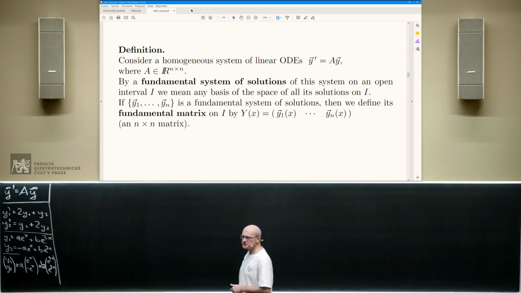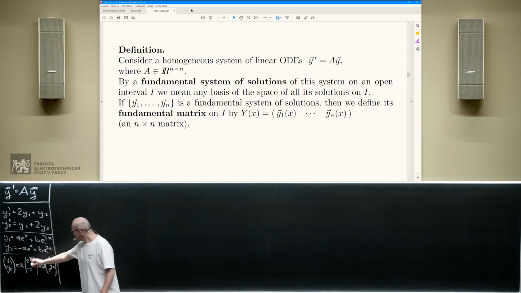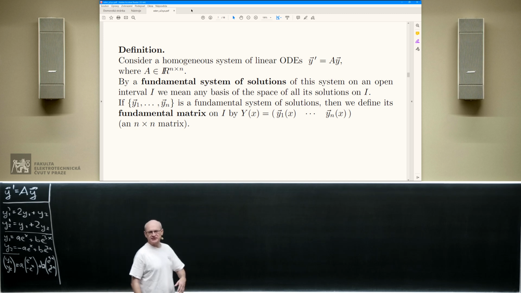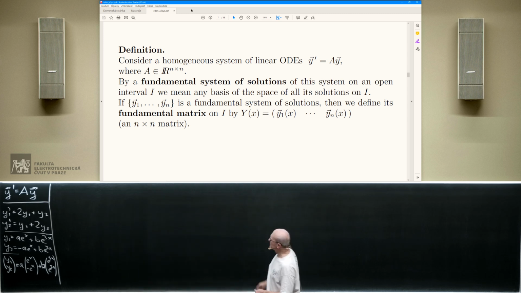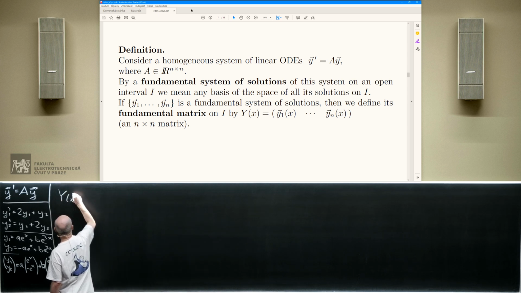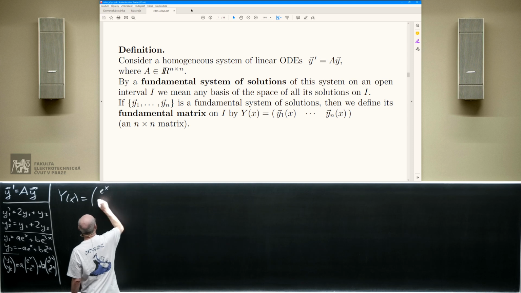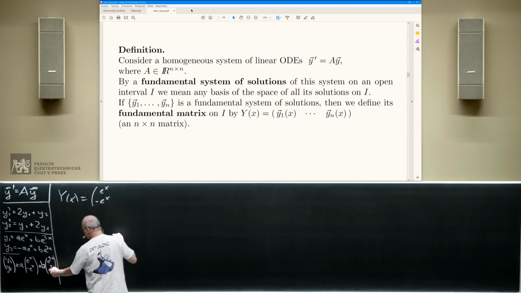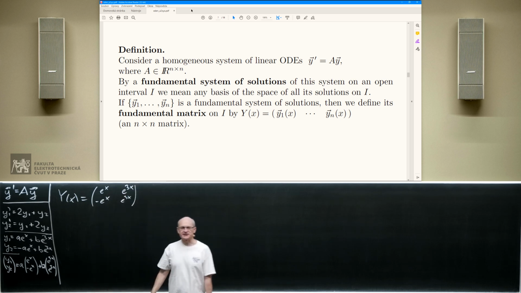But then we do start caring. Because when we have those vectors like that, we can use them as columns in a matrix. And that's an interesting object. We call it fundamental matrix. Let's have a look at it here. Our fundamental matrix is, in the first column, I put e to x, negative e to x. In the second column, I put e3 to x, e3 to x. So that's our fundamental matrix.